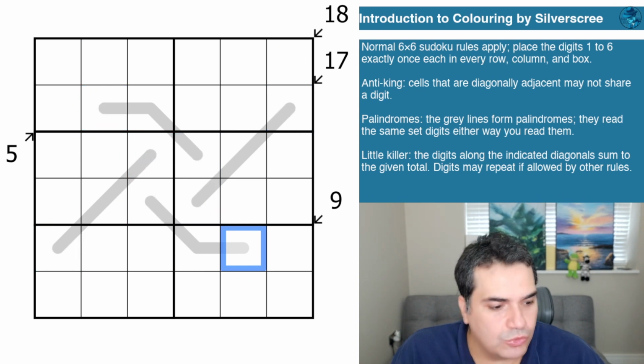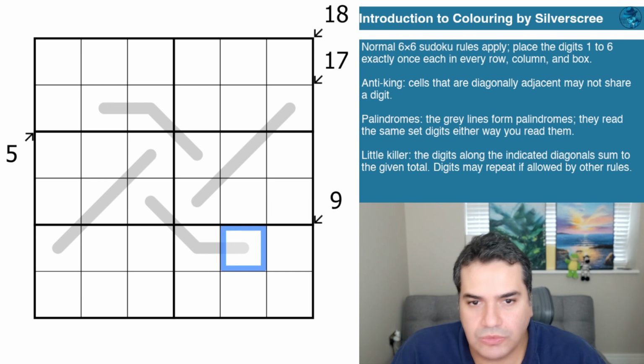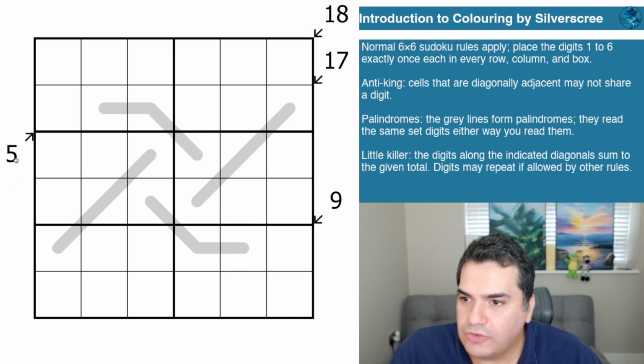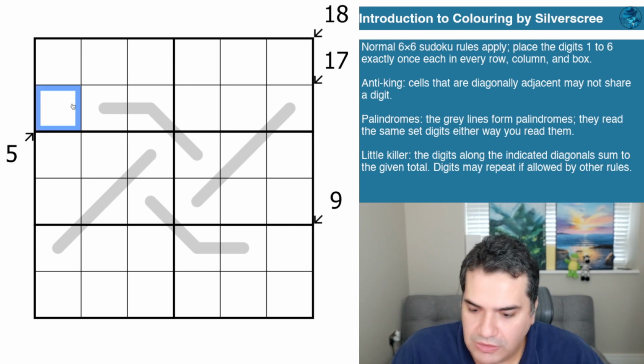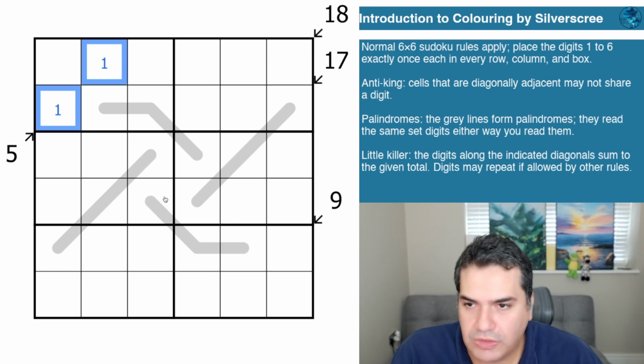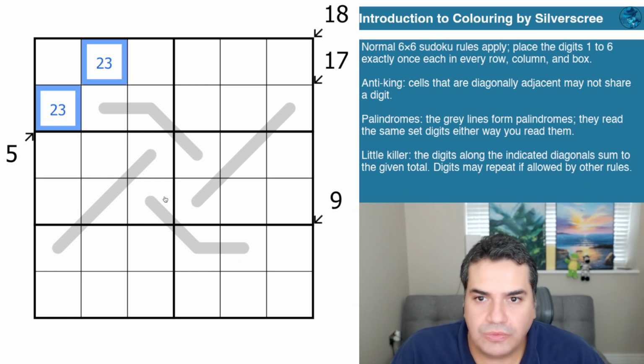And then the last rule that we have here is the little killer rule. So the digits along the indicated diagonals, these are the ones that are outside of the grid, sum to the given total. Digits may repeat if allowed by other rules. So a simple one here is this 5. You can see that there is an arrow pointing in that direction, means that these two cells have to add up to 5. They happen to be in the same box, so they're either 1, 4 or 2, 3.